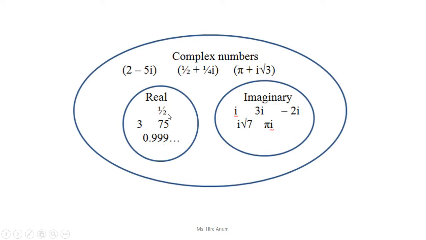Real numbers, as we know, include whole numbers, integers, rational numbers, and irrational numbers. Also, any value that has iota is an imaginary number. Both real and imaginary make a complex number. So we can say that real numbers are a subset of complex numbers, and imaginary numbers are also part of complex numbers.